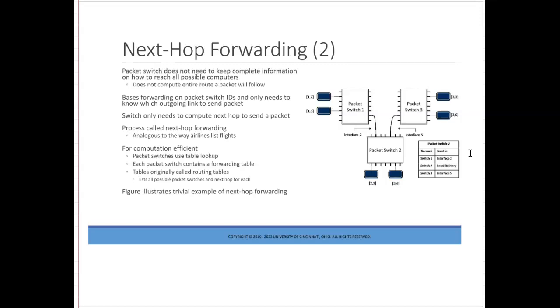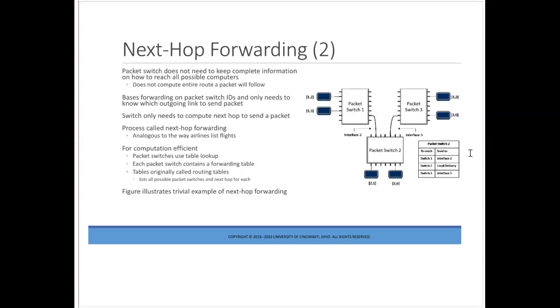The packet switch does not need to keep complete information about how to reach all possible computers, nor does a packet switch need to compute the entire route a packet will follow. Instead, a packet switch bases forwarding on packet switch IDs and only needs to know which outgoing link. In other words, a switch only needs to compute the next hop for a packet. This process is called next hop forwarding and is analogous to the way airlines list flights.